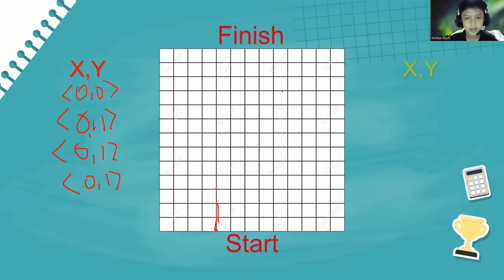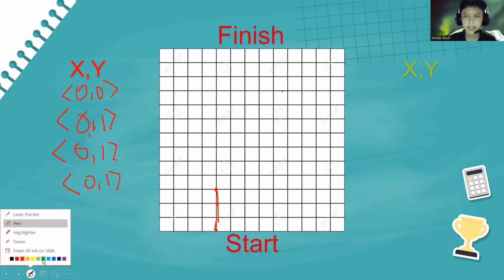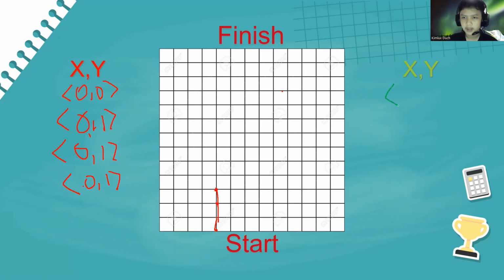0, 1, 0, 1, 0, 1. So what about the second player? Let's say the starting point is 0, 0, but they make the next move by minus 1, 1. Let's assume it starts from here.